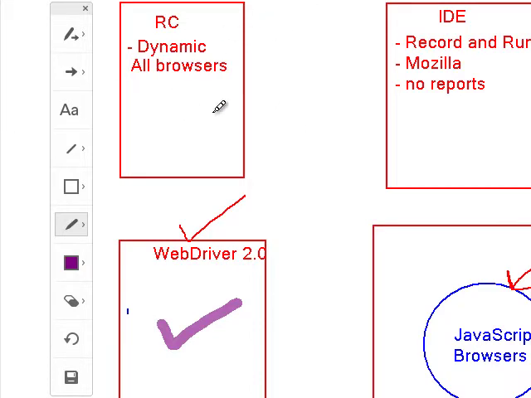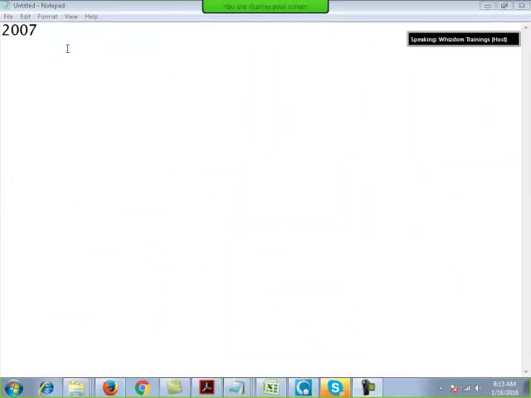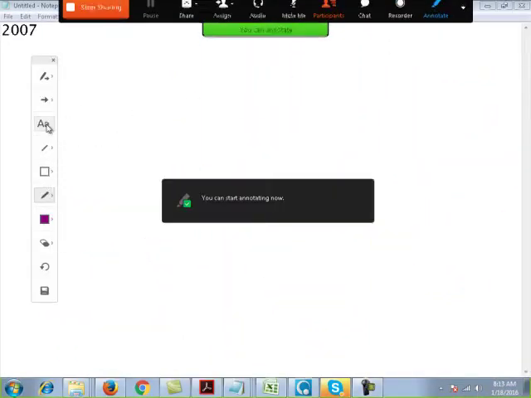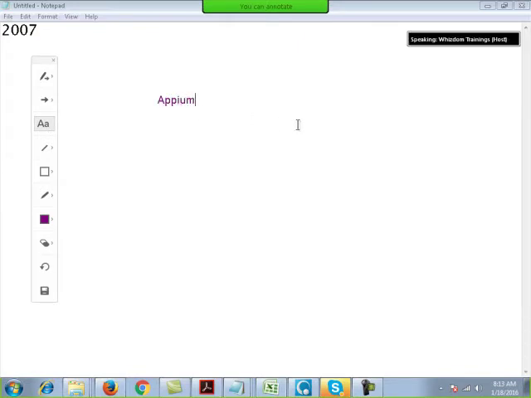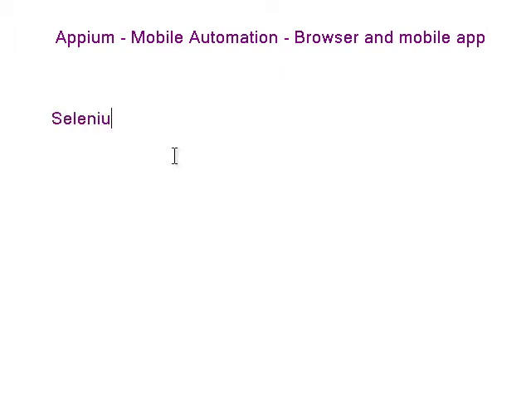So this was the overview of Selenium, and now where Selenium is going. These days there's a tool known as Appium. It's become very famous. It's for mobile automation. It can automate your browser as well as mobile apps. This tool is built on top of Selenium. You can just learn Selenium first and then learn Appium. Selenium is a tool which only works on browsers.